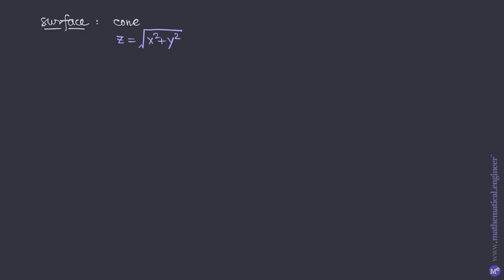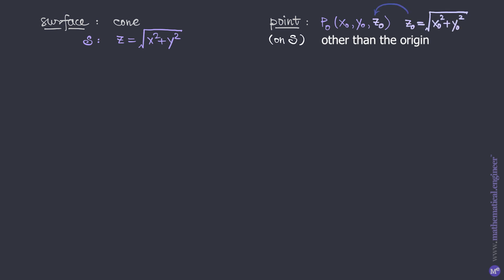Here is the equation of the conic surface in the rectangular coordinate system. x and y could be any real number. Let's call the conic surface S. Now suppose P0 is a point on the surface S with coordinates x0, y0, and z0. To be a point on S, the coordinates must satisfy the equation of S. So we have z0 equals the square root of x0 squared plus y0 squared.